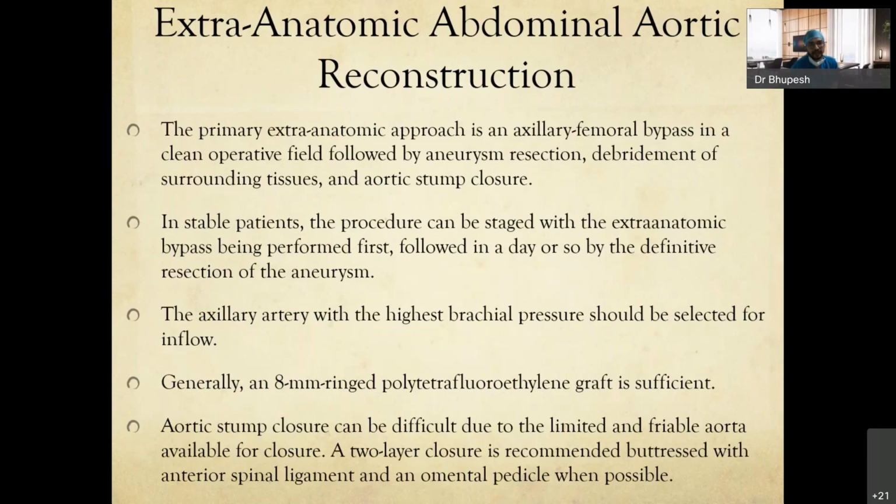The axillary artery with the highest brachial pressure should be selected for inflow. Generally, an 8 mm poly PTFE graft is sufficient. Aortic stump closure can be difficult due to limited and fragile aorta available for closure. Two-layer closure is recommended, buttressed with anterior spinal ligament and an omental pedicle when possible.